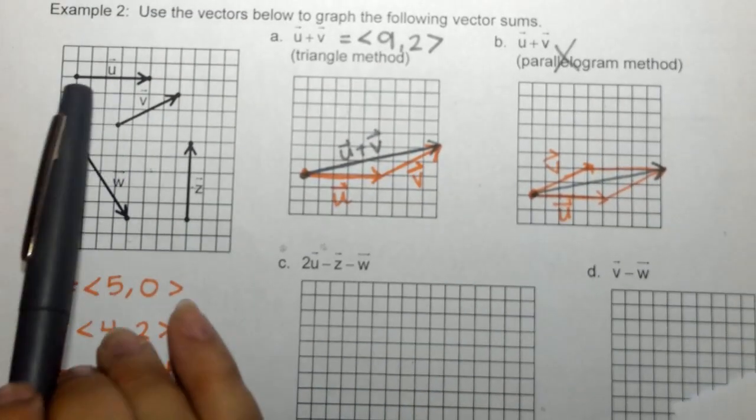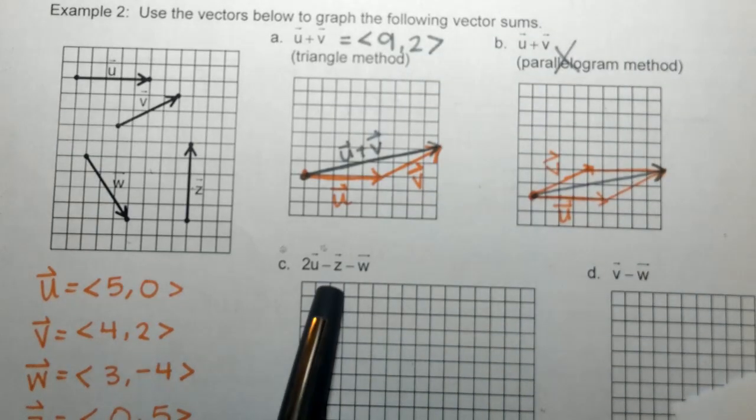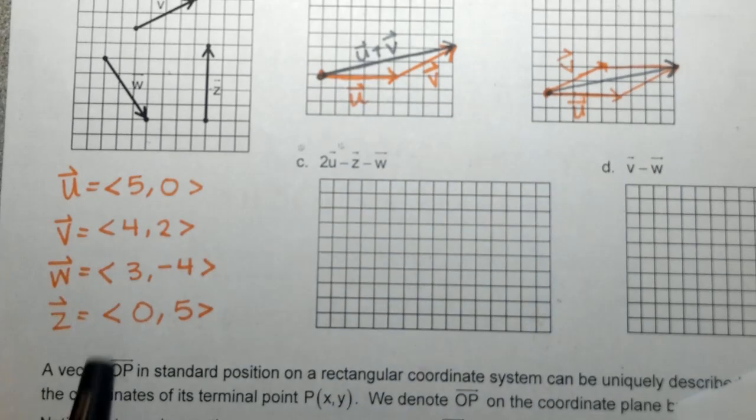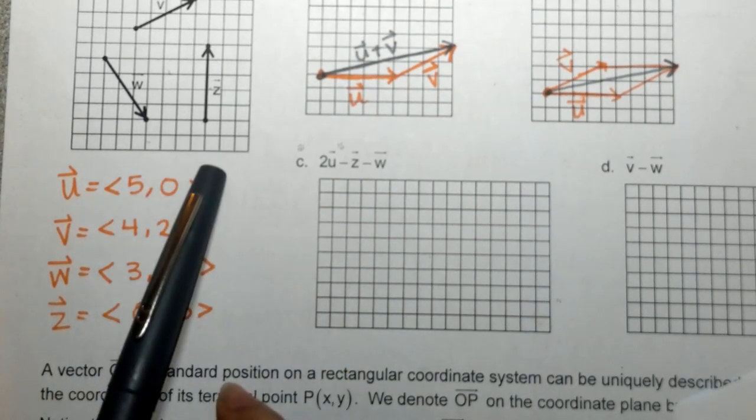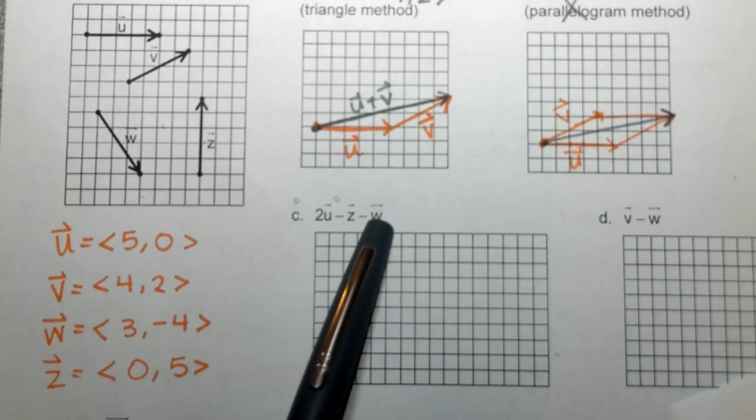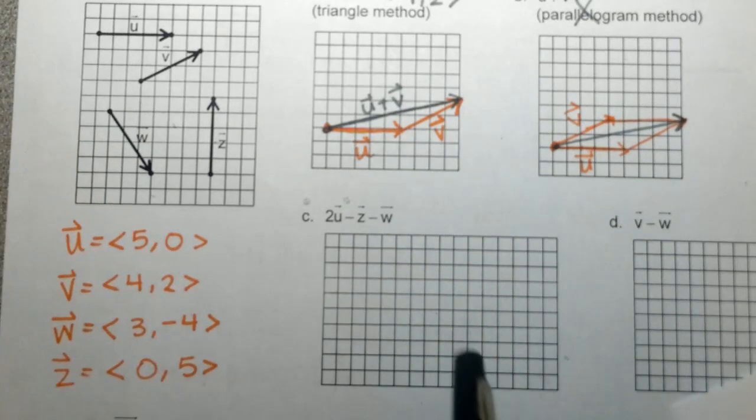I want you to look at where this is going. If I have 2 vector u's, it's going to go right. Negative vector z. What is negative vector z going to do? It's going to change my values to negative. So instead of going up 5, it would go down. So this is going to go right twice, then down. And then negative vector w. Instead of going this direction, what's it going to do? It's going to come back up.